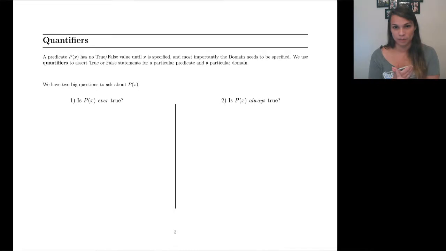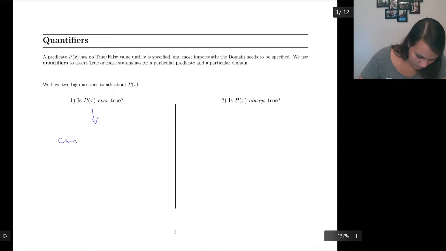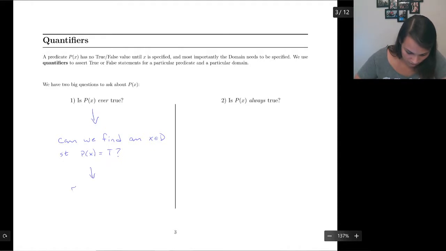So once we have a predicate which has no true or false value, we really need a domain to be specified. And then once we have those two things, we can use quantifiers to talk about true and false statements for these predicates on particular domains. Two big questions that we can ask about P, and then that'll lead us into quantifiers. First off, is P ever true? And is P always true? So asking, is P ever true, is equivalent to saying, can we find an X in our domain such that P of X is a true statement? This is a question of existence.